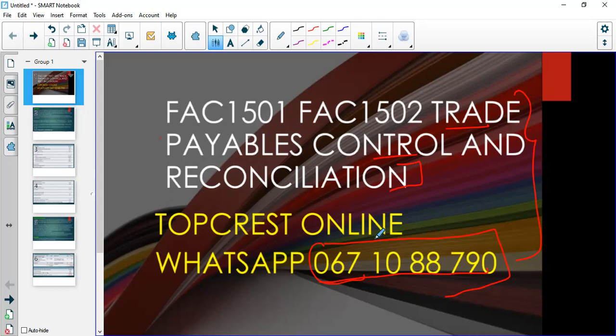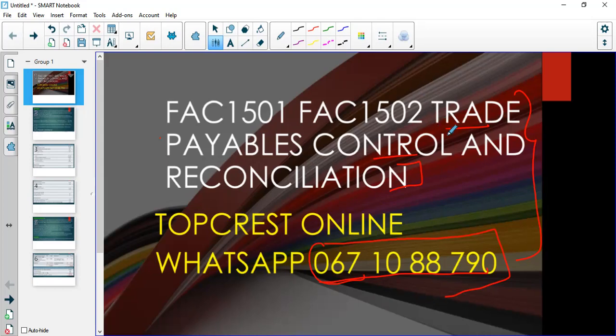All right. So today we're going to focus on trade payables control account and the reconciliation of trade payables. And I would like to believe that at this level or at this stage, most of you are familiar with what trade payables is all about and what the trade payables control account is used for.